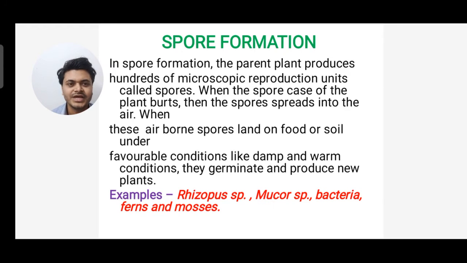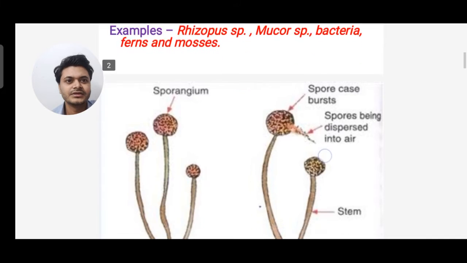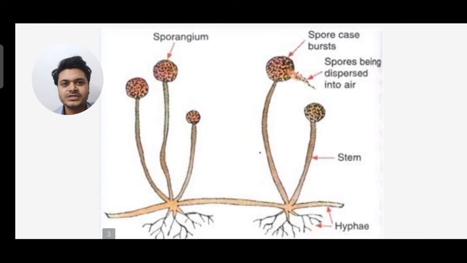Alright, so you can see spore formation in Rhizopus. You can see the sporangium is there. Inside the sporangium numerous spores are there, and the spore case bursts. You can see the spores being dispersed into the air. Hyphae are there, and the long stem-like structure is the sporangiophore.